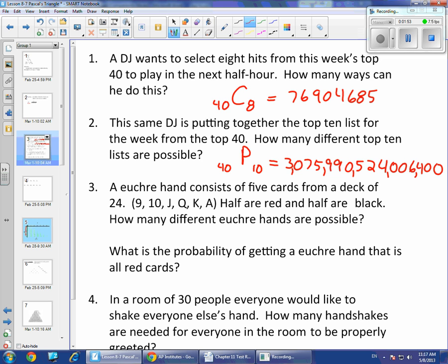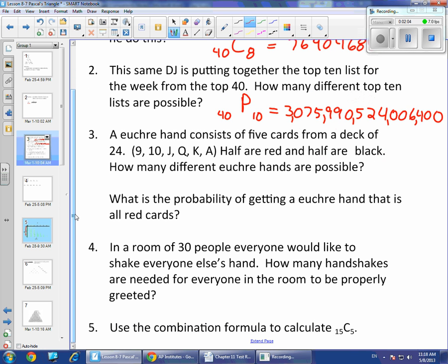Okay. Now, if you're talking about a set of cards and you are given cards from a deck, we're talking about euchre here. A euchre deck only has 24 cards in it. Half are red, half are black. So if I want to know how many euchre hands are possible, I'm given 5 cards out of the deck. So there are 24 total. So I'm going to go 24C5.